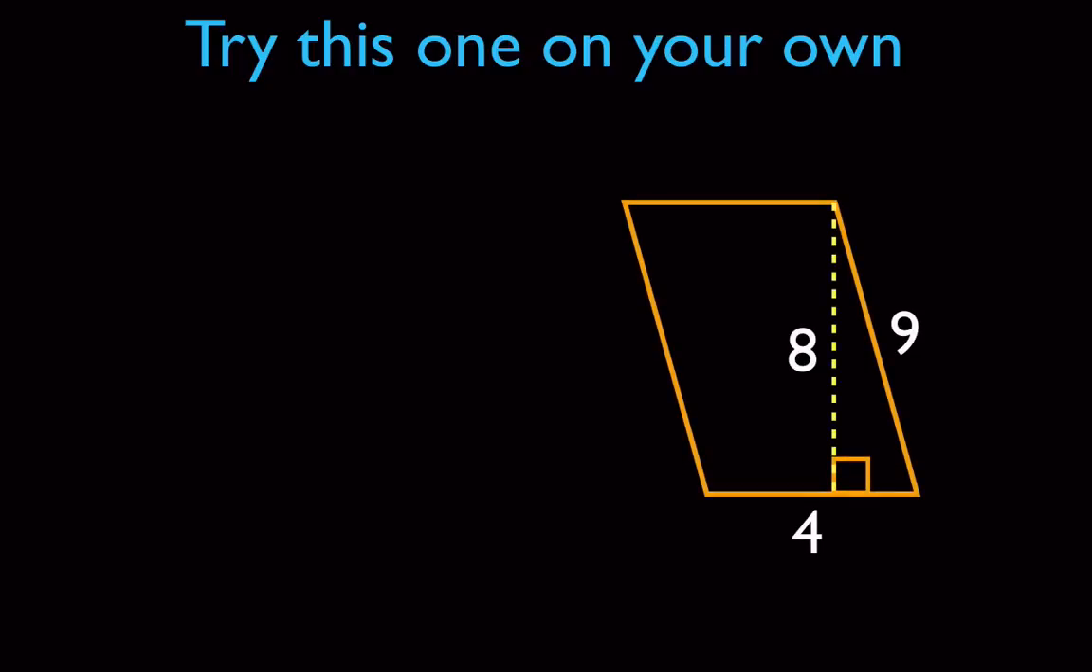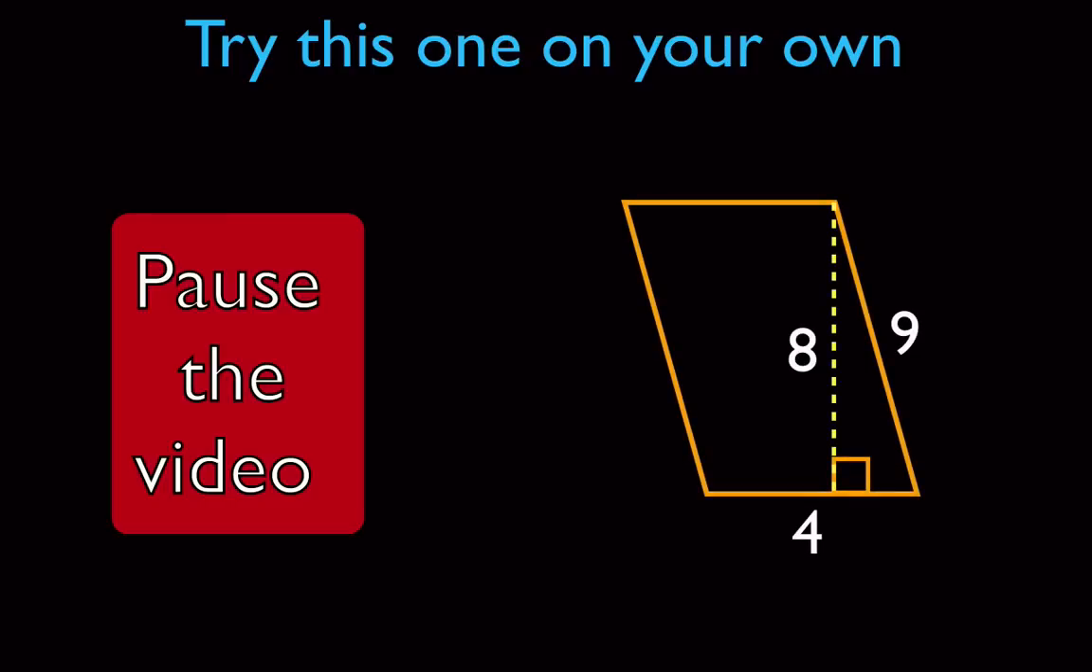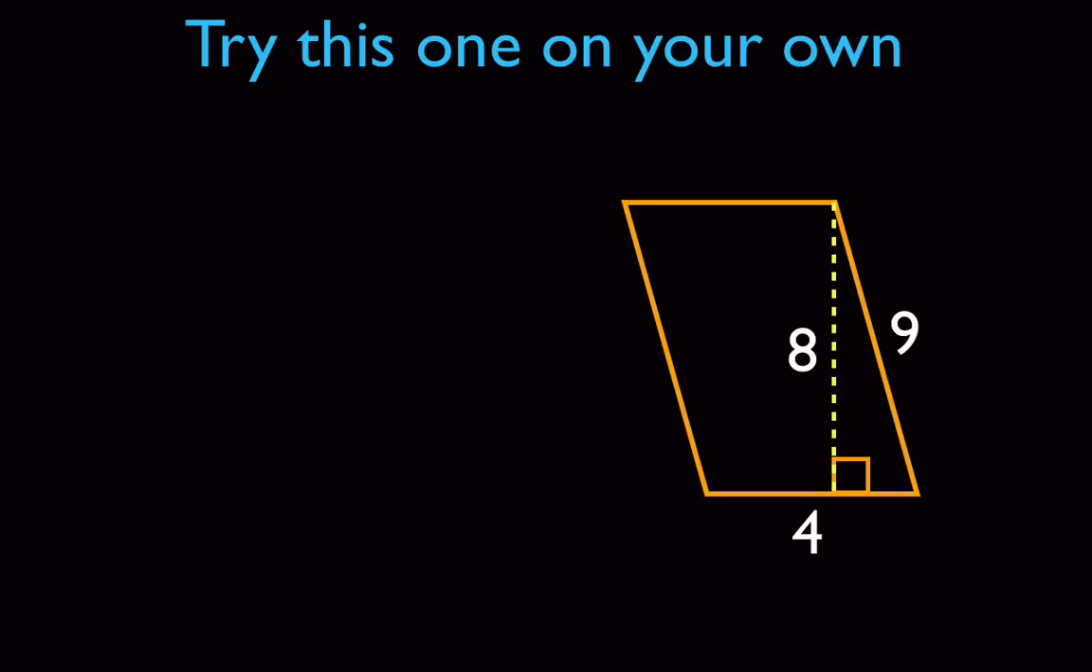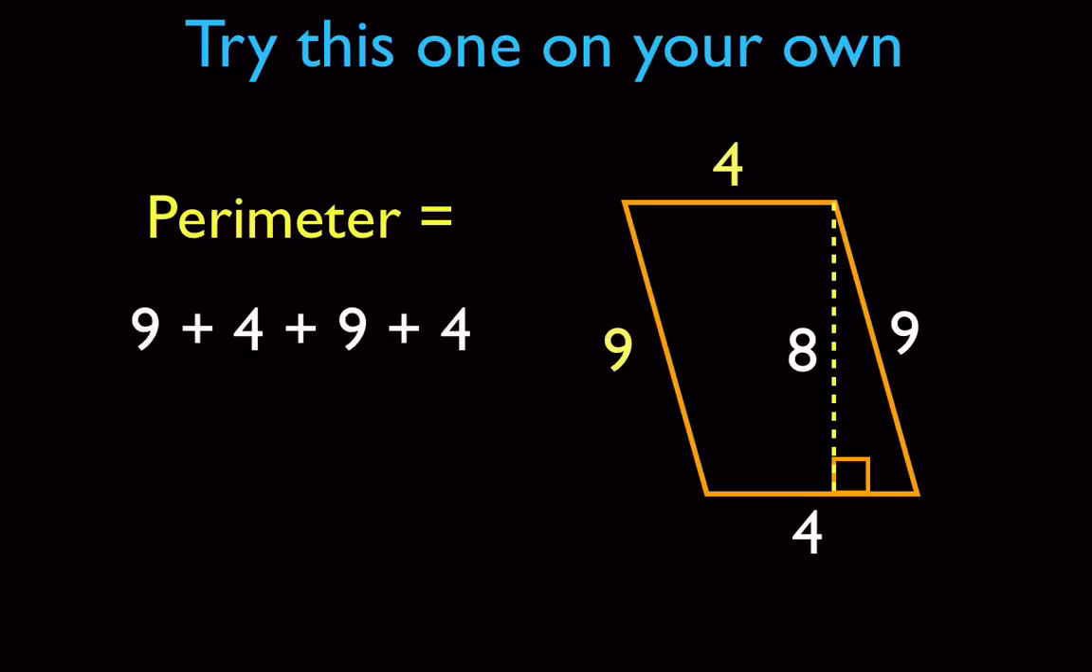Now with a parallelogram, go ahead and hit pause, hit play when you're ready. Alright. Notice here that the 9 and the 4 are the same because also on a parallelogram, our sides opposite are equal. We ignore the 8 because it's a height, it's in the interior of the figure. We don't care about that. We add up 9 plus 9 plus 4 plus 4, and we end up getting 26 units.